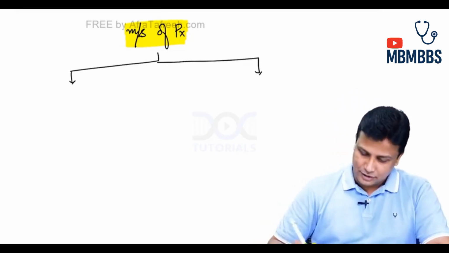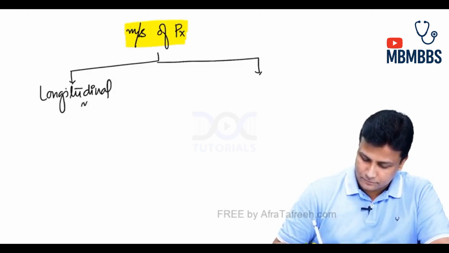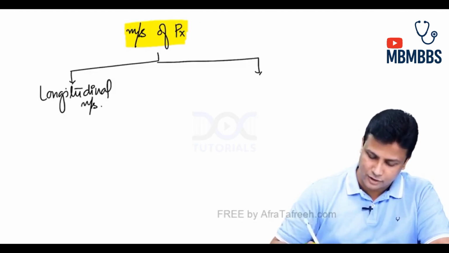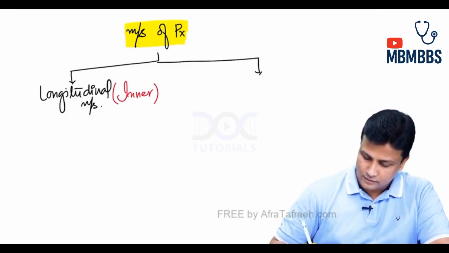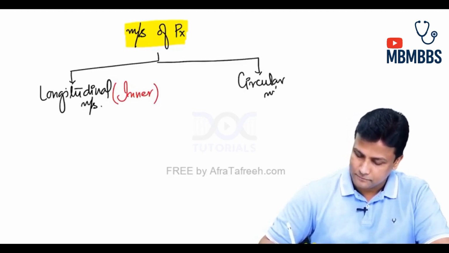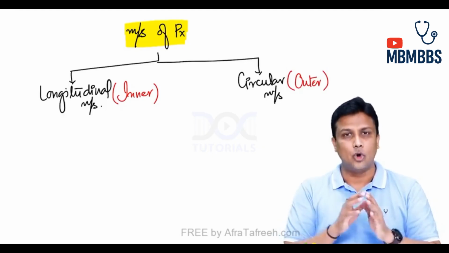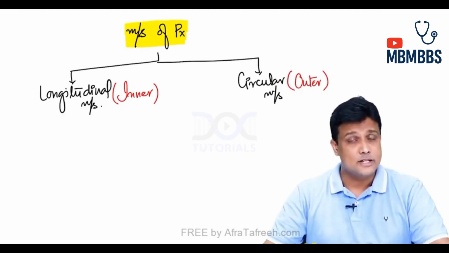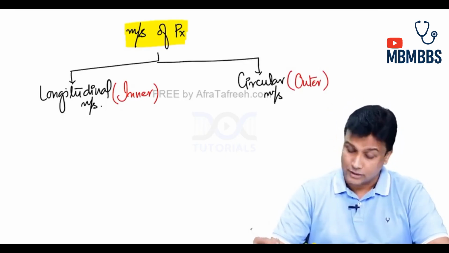Therefore, we divide the muscles of the pharynx into 2 categories. One is the longitudinal muscles of the pharynx, which will be on the inner side, the inner longitudinal muscles. Then another group is the circular muscles, which will be on the outer side. So there will be inner longitudinal muscles and outer circular muscles. And how many are there? There are 3 longitudinal and 3 circular. So let us learn about them.